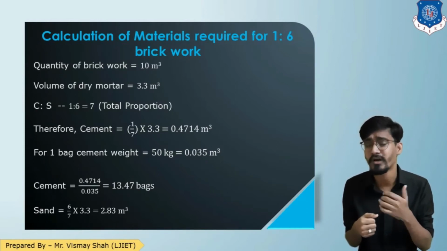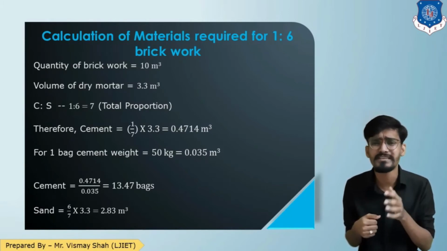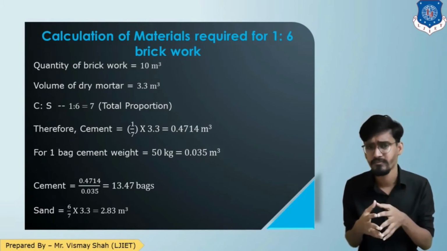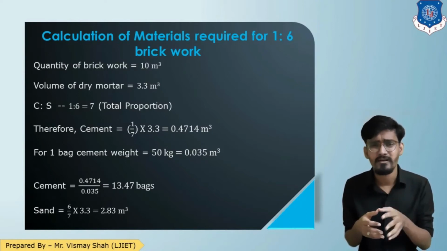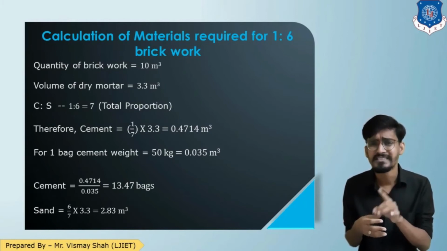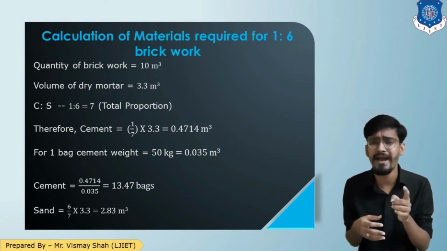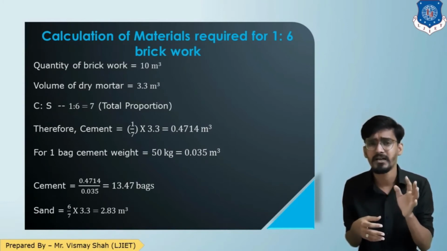Students, we know that cement is used in number of bags or kilos. But here we got the answer as 0.4714 cubic meter. Now, let me tell you that the density of cement, general OPC cement, is taken as 1440 kilogram per meter cube.